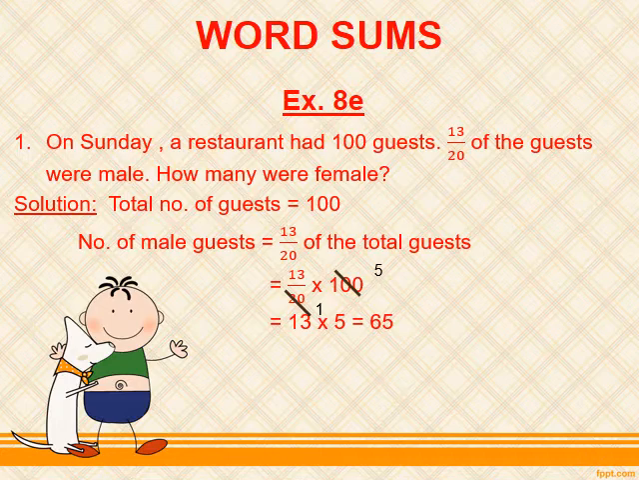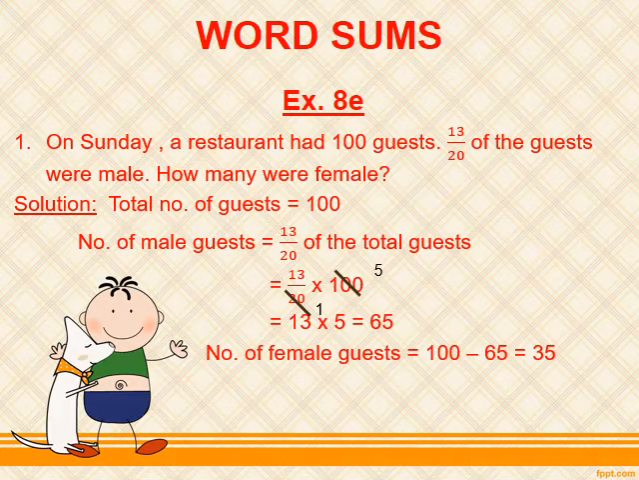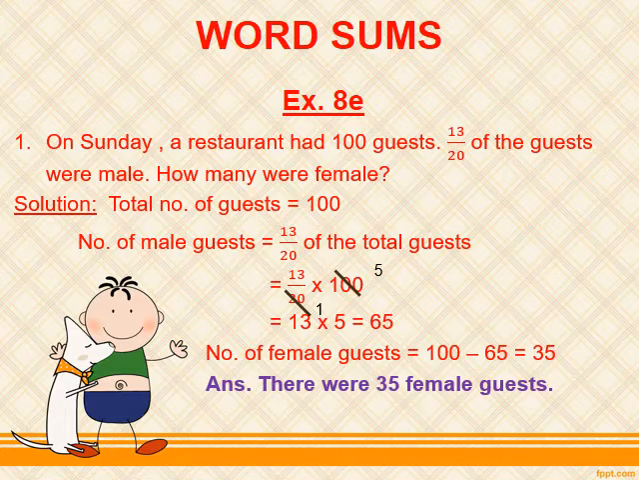So now we can very easily find out the number of female guests. And how? Let us see. Number of female guests is equal to 100 minus 65, which is the number of male guests, and this in turn is equal to 35. So the answer is there were 35 female guests.